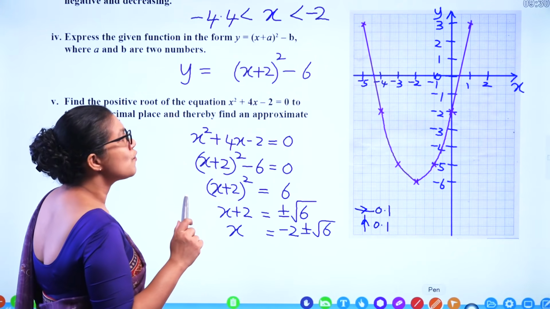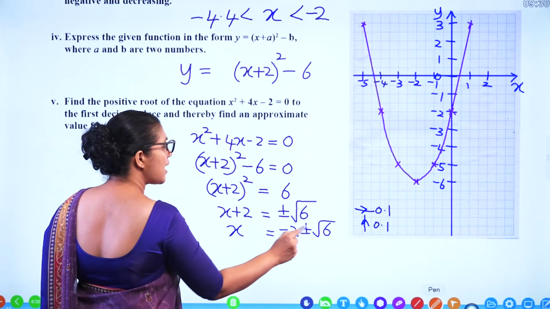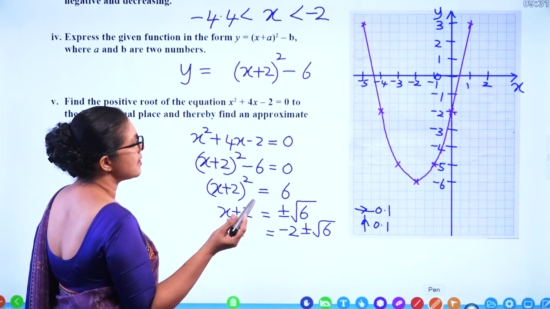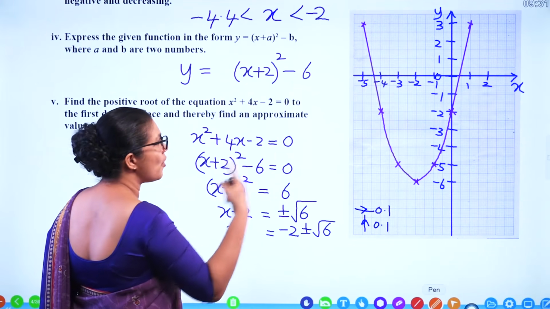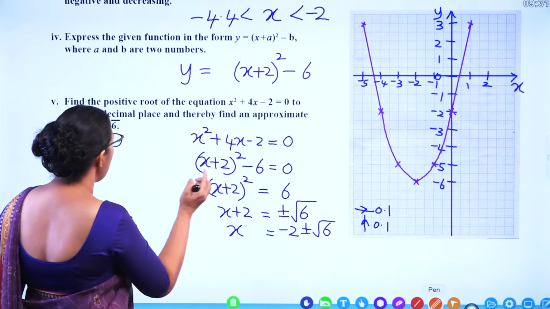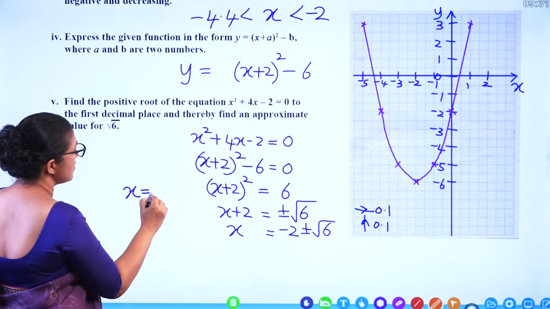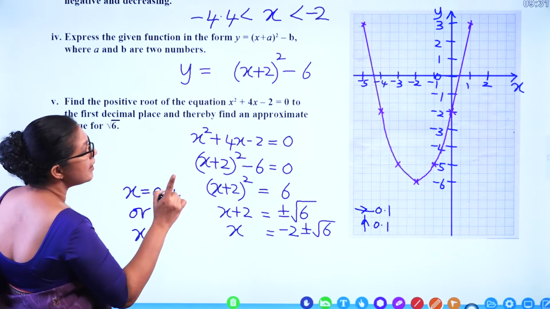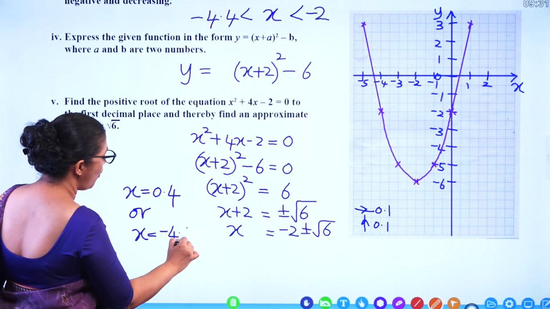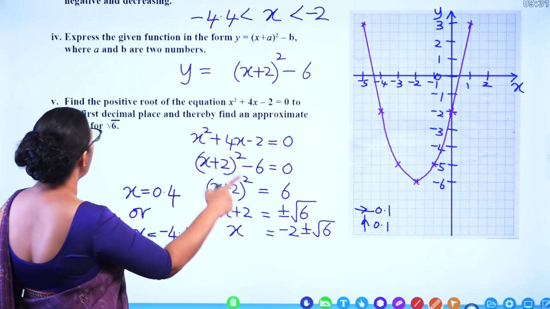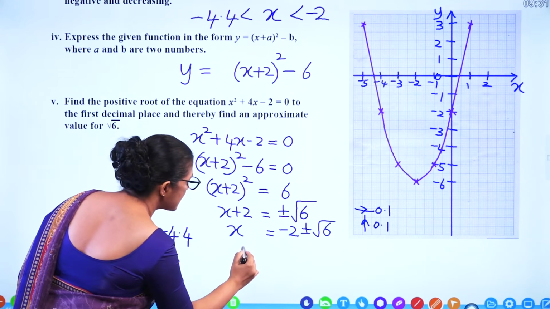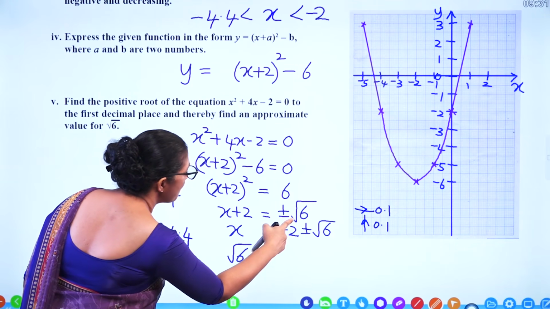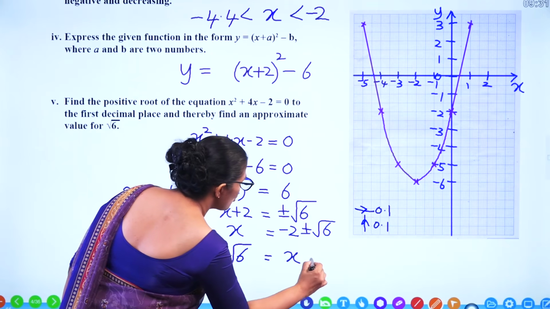0.4 or minus 4.4. Now if you take the negative, you get the negative answer. If you take the positive value, you get the positive answer. Now, we can take the solution x equals 0.4 or x equals negative 4.4, but we need to find out the approximation value of root 6. That's the positive value. So that becomes x plus 2.